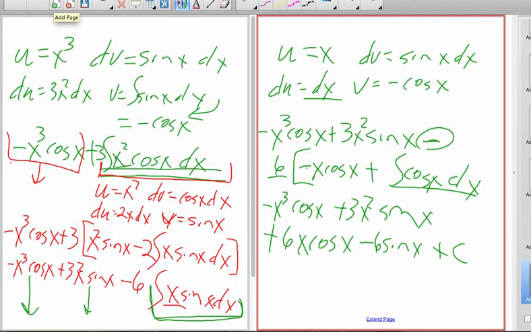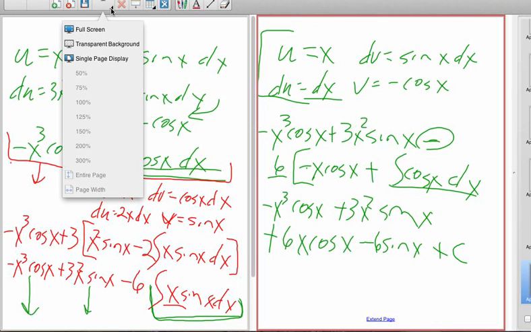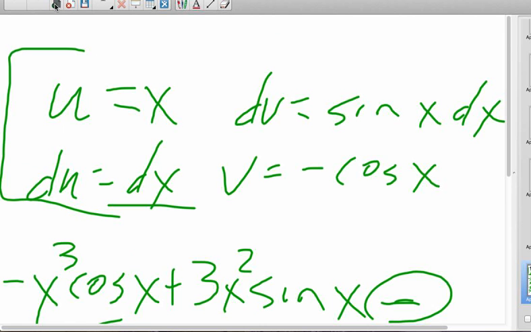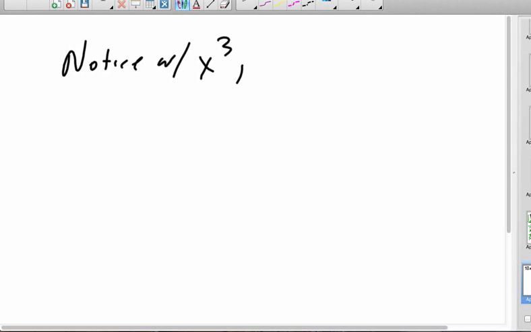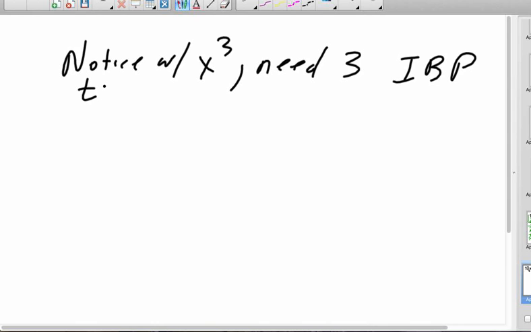Seems like a lot of work, and a lot of it is, but if you take a look at this, really most of this was picking the right things at the front and then sticking with them. Okay, so before I go, I know this is getting long, but let's sort of come back in. So notice on the problem, with an x cubed, I needed 3 integration by parts to get to an integral I could do.